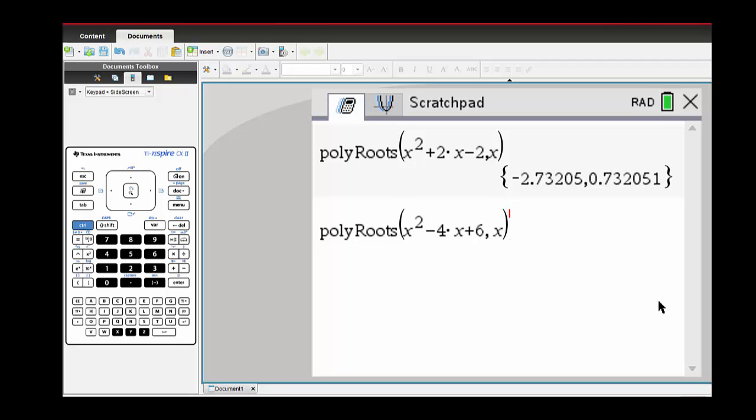Excellent. Press enter. Now my solutions come up like this with curly brackets and nothing in it. And what that means is that there are no solutions. So to this quadratic, there are no solutions, which is why you get an answer that looks like that. Don't think that that's wrong. It just means there's no solutions. And we're just going to do one more.